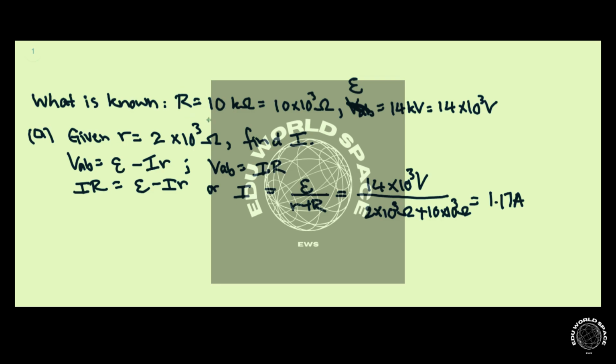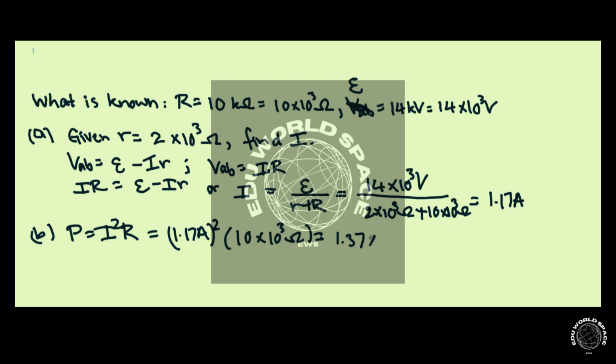Now in part B, we're asked to find what power is dissipated by this resistor, and in this case, it's a person's body. So we use the equation that power is equal to I squared R, and we just found that the current is 1.17 amperes, and then we just plug in for that, and then the resistance, after which we find that the power is 1.37 times 10 to the 4 watts.